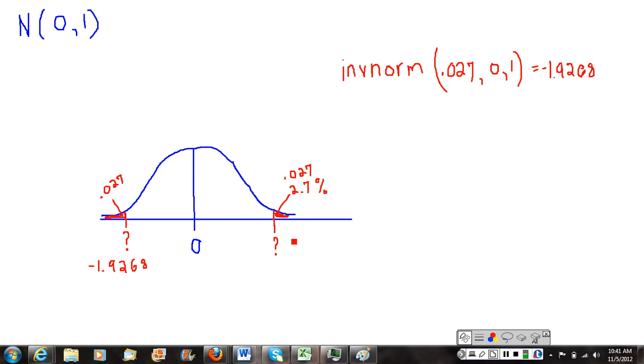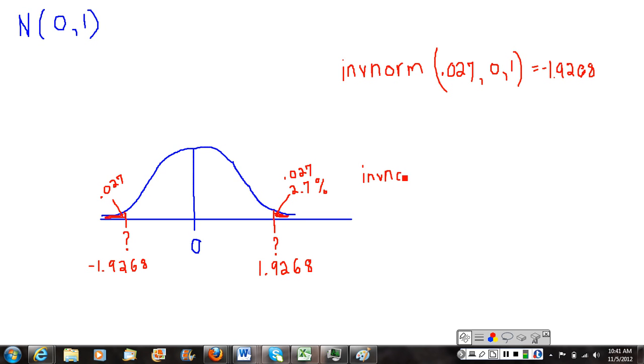We could use what we know about the symmetry of the normal distribution, and we could say, well, 0's in the middle, so this has to be symmetric to this. This value is going to be the positive of that. It's going to be 1.9268. So we can use symmetry to get it, or we could use the inverse norm command to calculate it, just to check our work there.